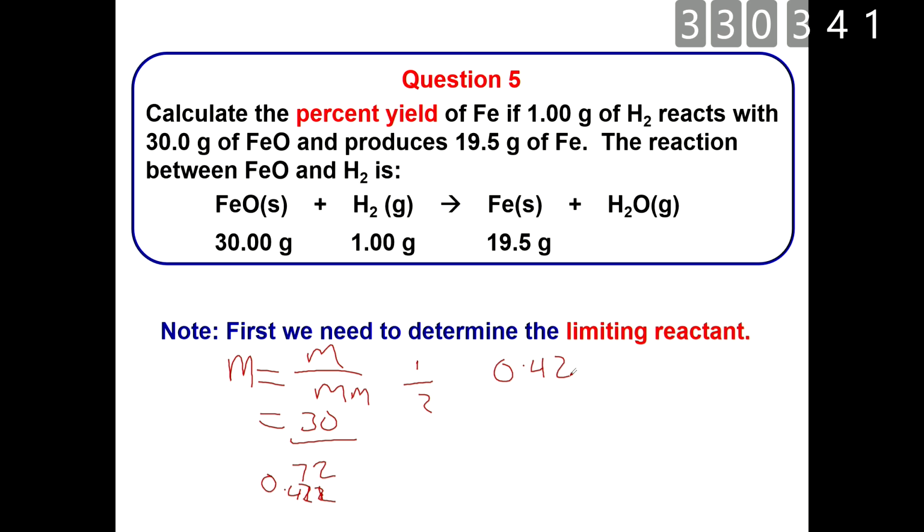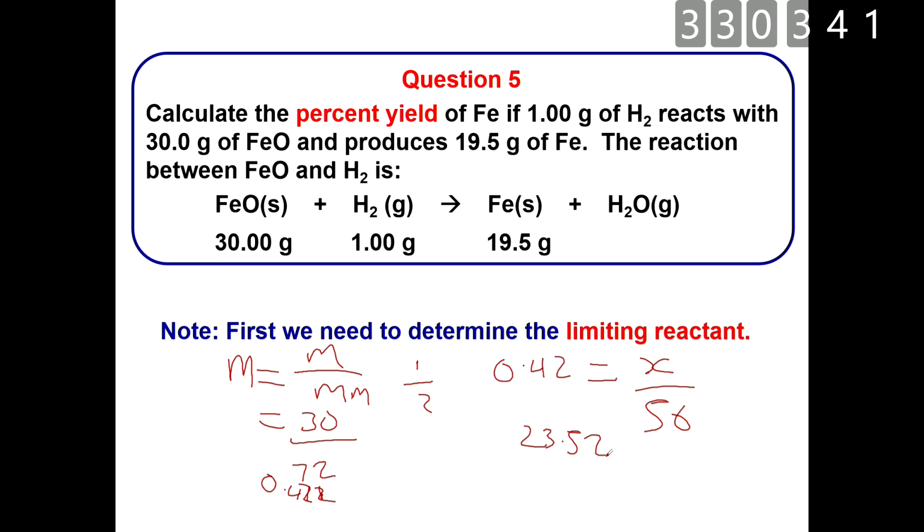Then you can get the mass: number of moles equals mass over molar mass of iron, which is 56. Multiply. That should be 23.52. It should be close to half of it. And that's the theoretical mass.